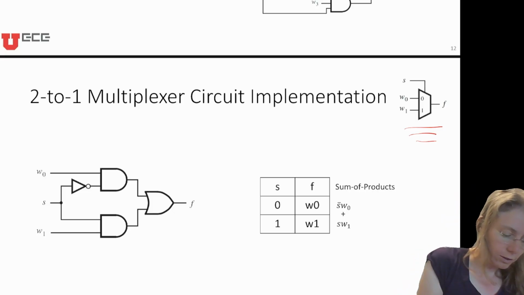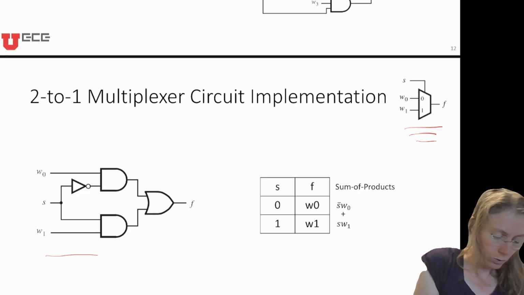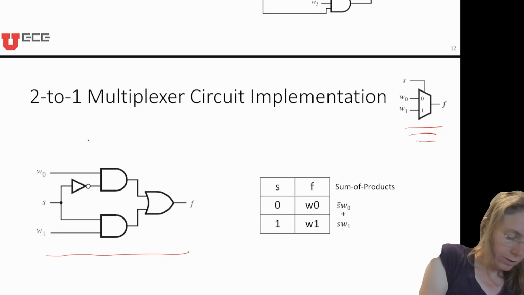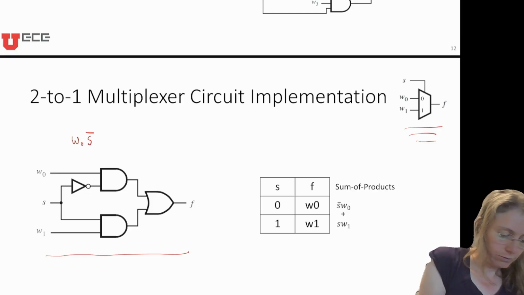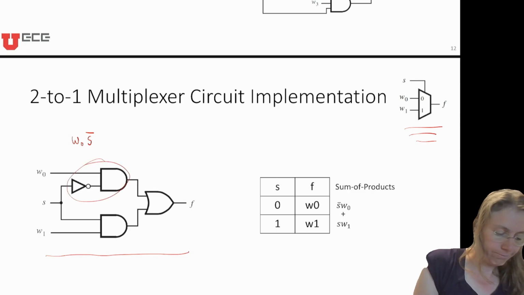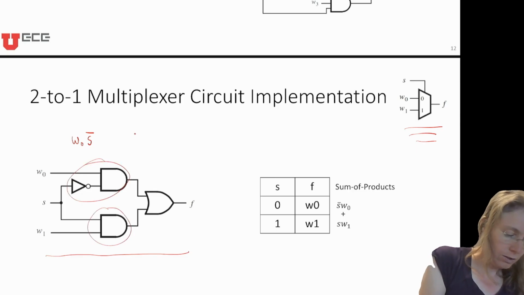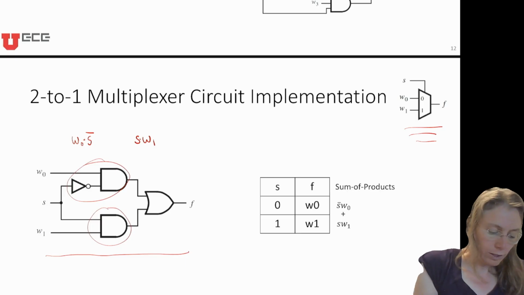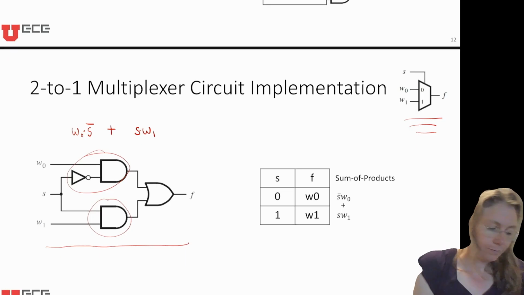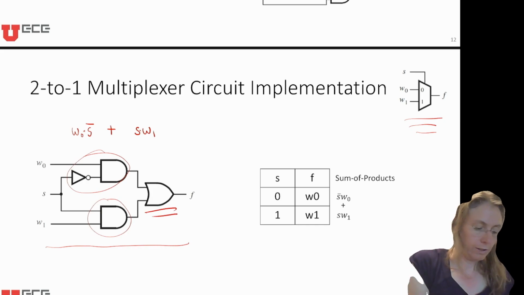Well, if we try to create a logic expression for these gates over here, we'll see that we have W0 and not S for this right here. And down here, we have S and W1. The product there for you. And then they get ORed together in this final step right here.